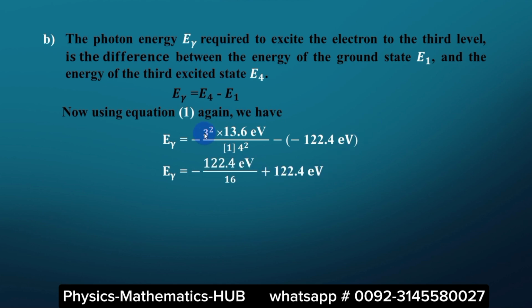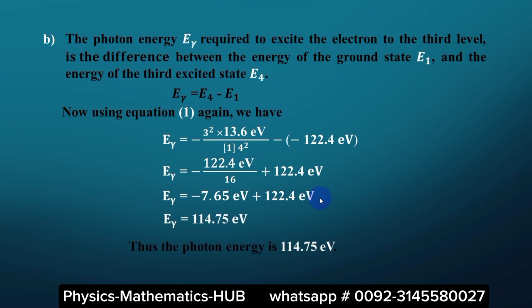So multiplying 9 by 13.6, we get 122.4. Taking square of 4, we get 16. Minus into minus is equal to plus 122.4 electron volt. By dividing 122.4 by 16, we get 7.65. Now subtracting 7.65 from 122.4, we get 114.75 electron volt. Thus, the photon energy is 114.75 electron volt.